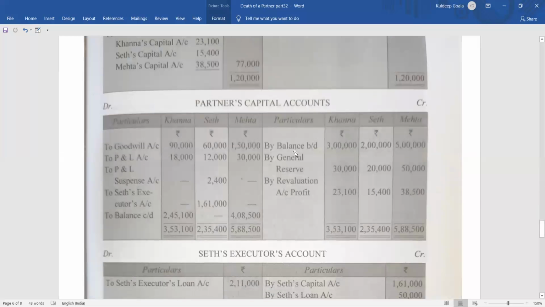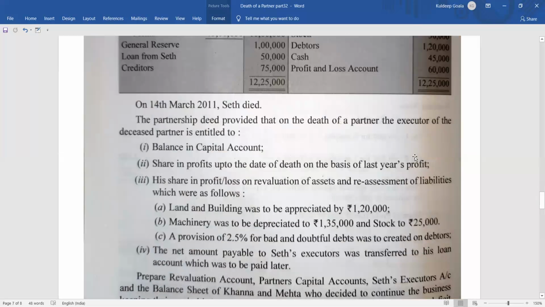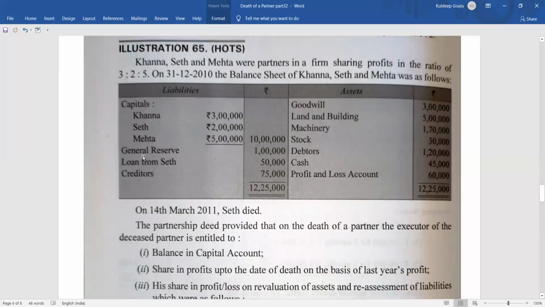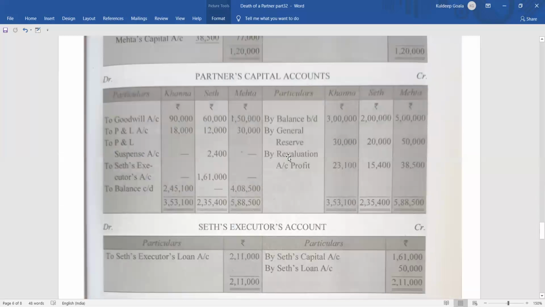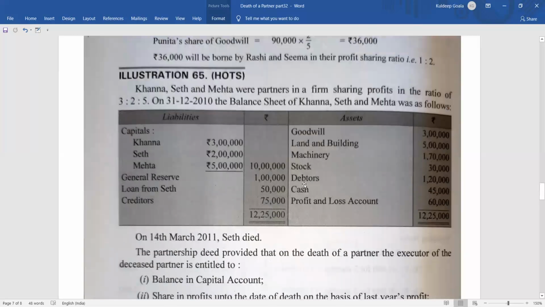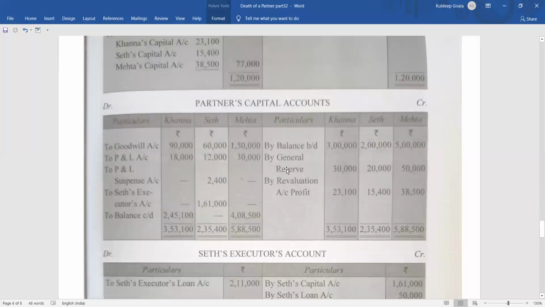So we'll start with the opening balance, Khanna, Seth and Mehta, by balance brought down in the capital account, 3 lakh, 2 lakh and 5 lakh, clear? After that, we'll give the accumulated profit or reserve. In the liability side, you can see there is a general reserve of 1 lakh. Automatically, it will go to the credit side of the capital account, given in the ratio 3:2:5. That means 30,000, 20,000 and 50,000 respectively.